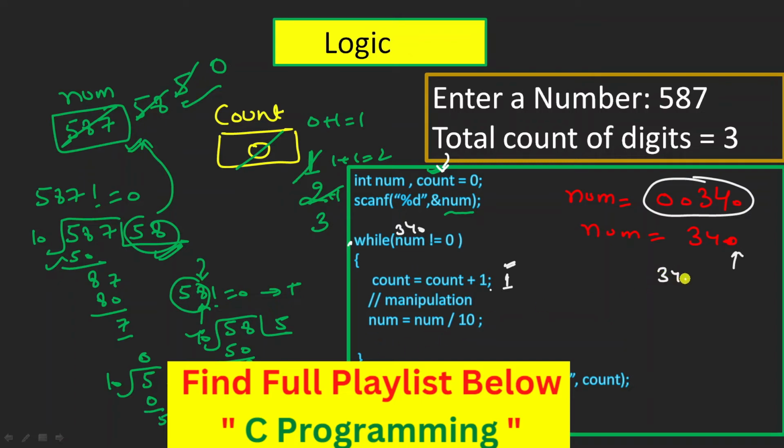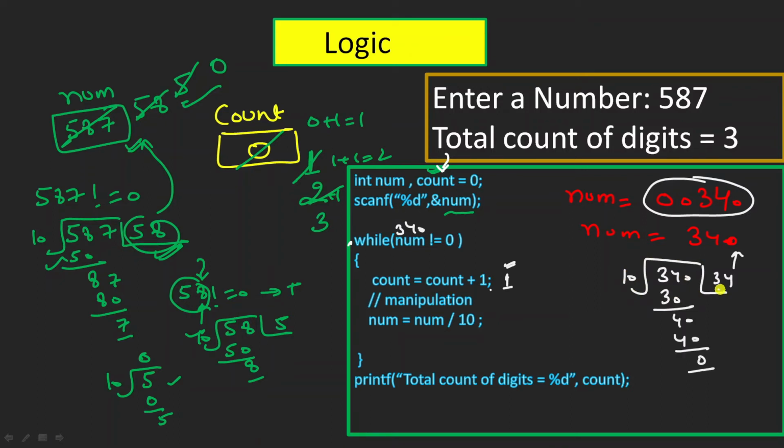So if you divide 340 by 10, what will you get? You will get 34 as the quotient and 0 as the remainder. And this 0 is basically the last digit, you can observe it by yourself. Actually, if you divide 340 by 10, then 0 will be the last digit, and 34 is in the quotient.